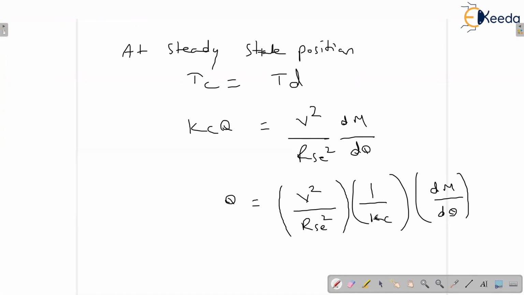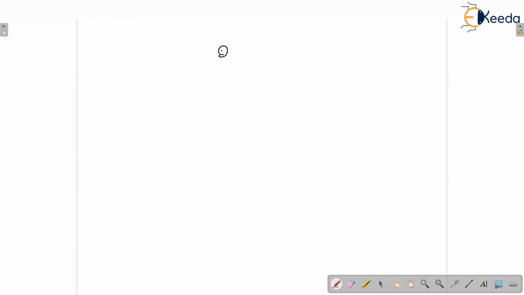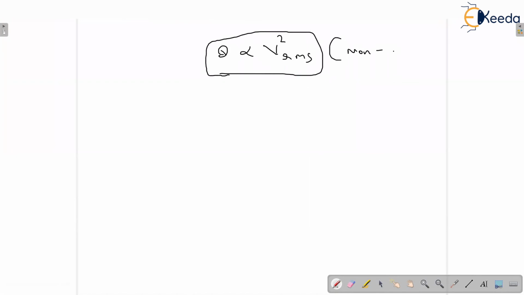So from this we can directly write theta is directly proportional to V square RMS. So this is a non-linear scale.